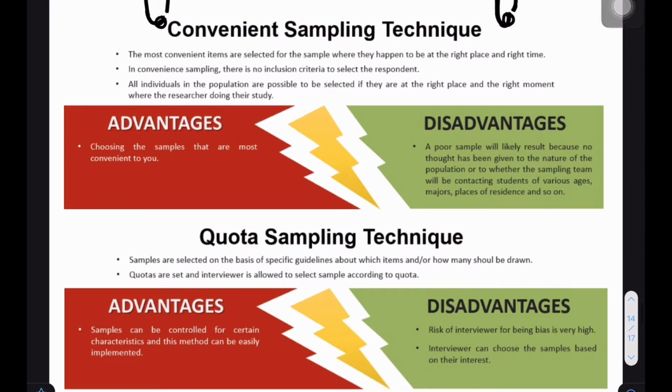So what is convenience sampling technique? The most convenient item are selected for the sample where they happen to be at the right place and at the right time. Maksudnya kita tak ada any reason why we choose that particular population members as a sample. Kita ada reason why kita pilih dia sebagai sample, but then because of it is very convenient for us to make it as a sample, kita pilih dia.